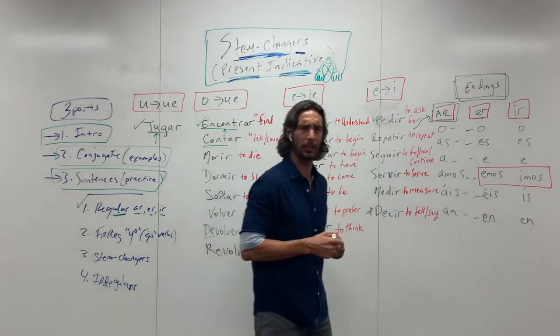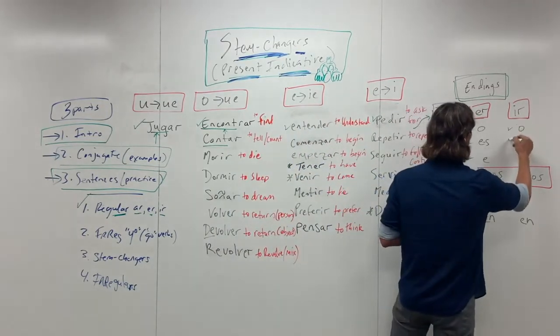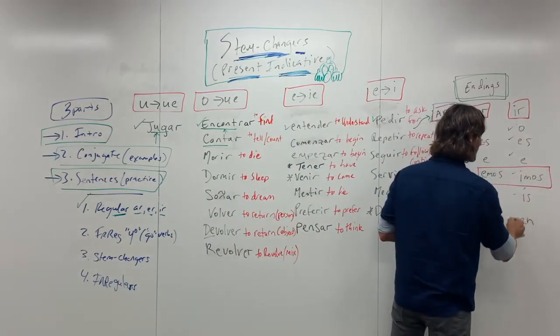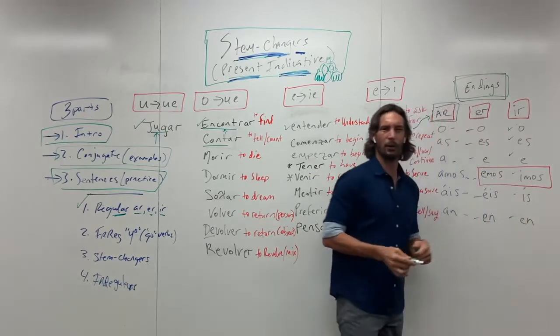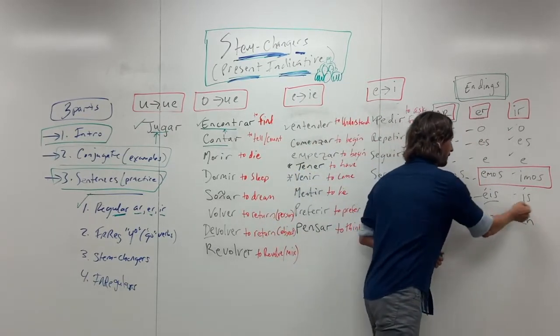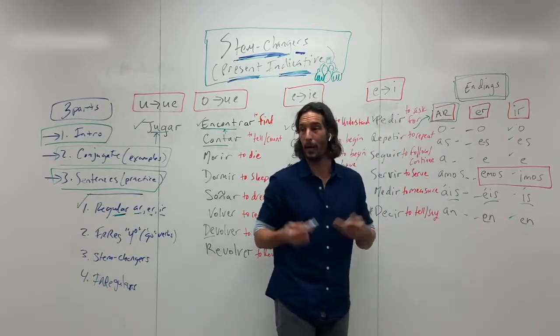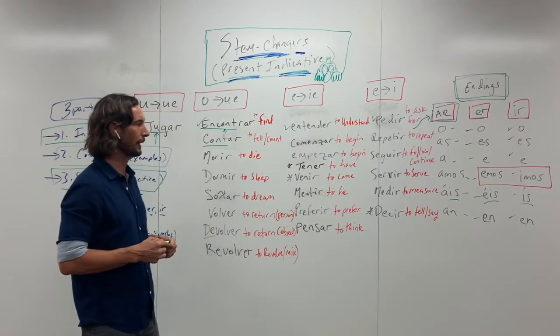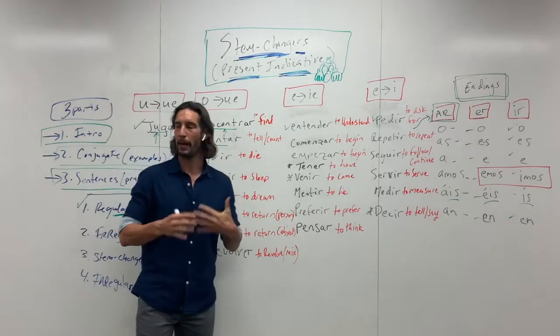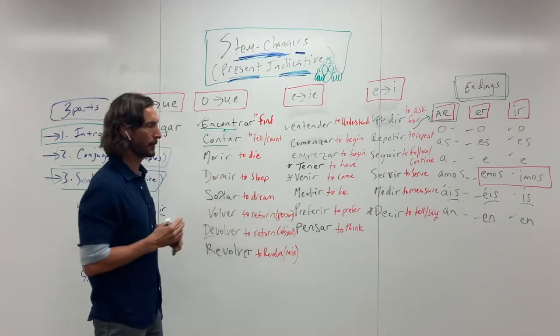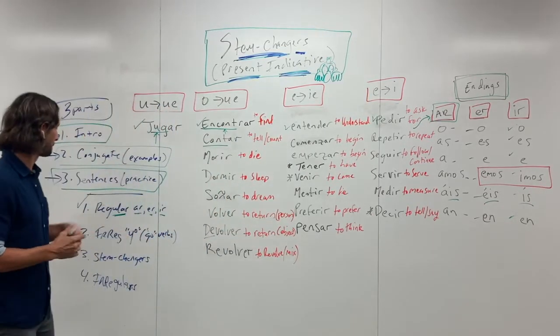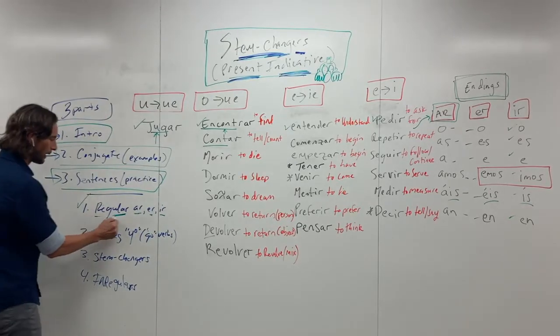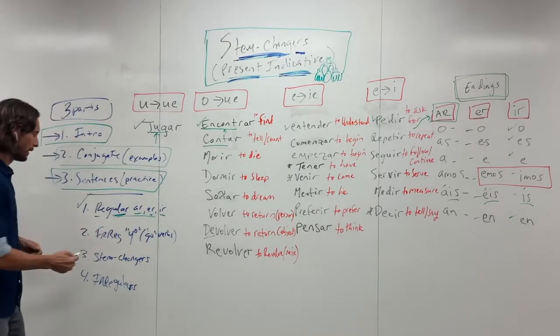And let's just take a look at the IRs just for fun too. So we've got o, es, e, imos, ís, and en. Now these are kind of fun to try to pronounce on their own, but again, we'll have a look at some of these endings here later and get a better idea of how they're pronounced, like with their stem changer friends. So anyway, so we have regular AR verbs. That's something we've already done.